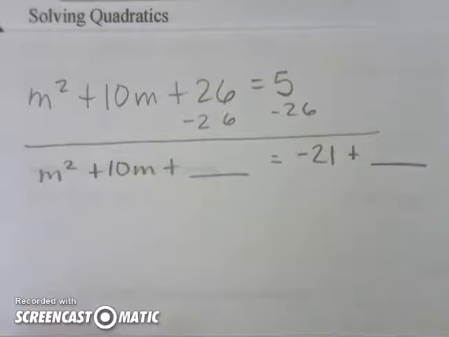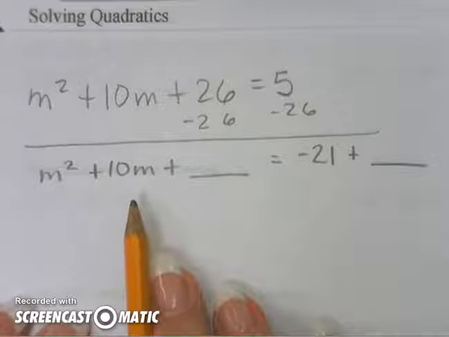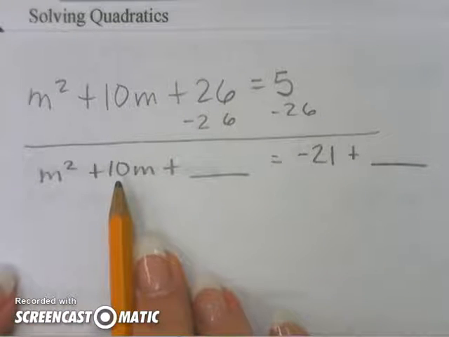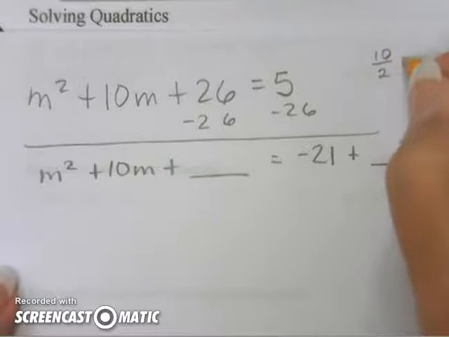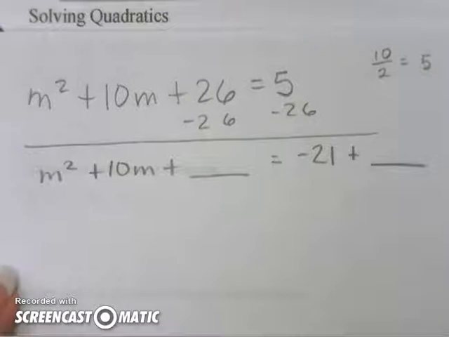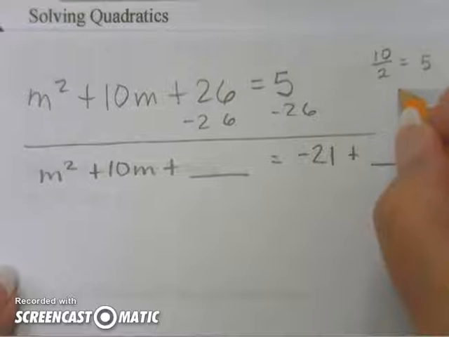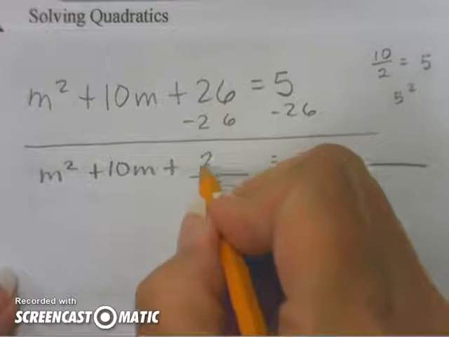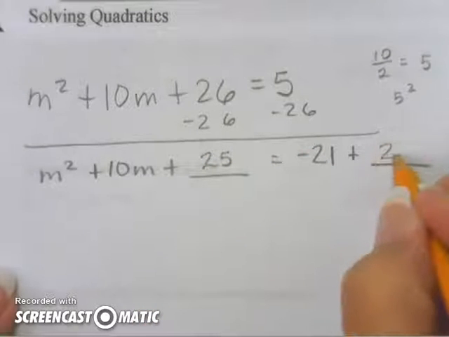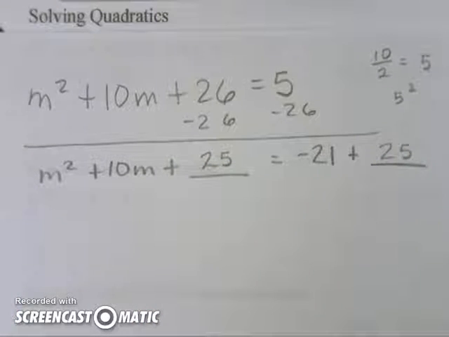To complete the square, I want to make this a perfect square trinomial. So I take half of my middle term. I take the 10 and I divide it by 2. This gives me 5. Now, the number that I want to add to both sides is 5 squared. Well, 5 squared is 25. Now remember, to be able to add something, you must add it to both sides of the equation equally.